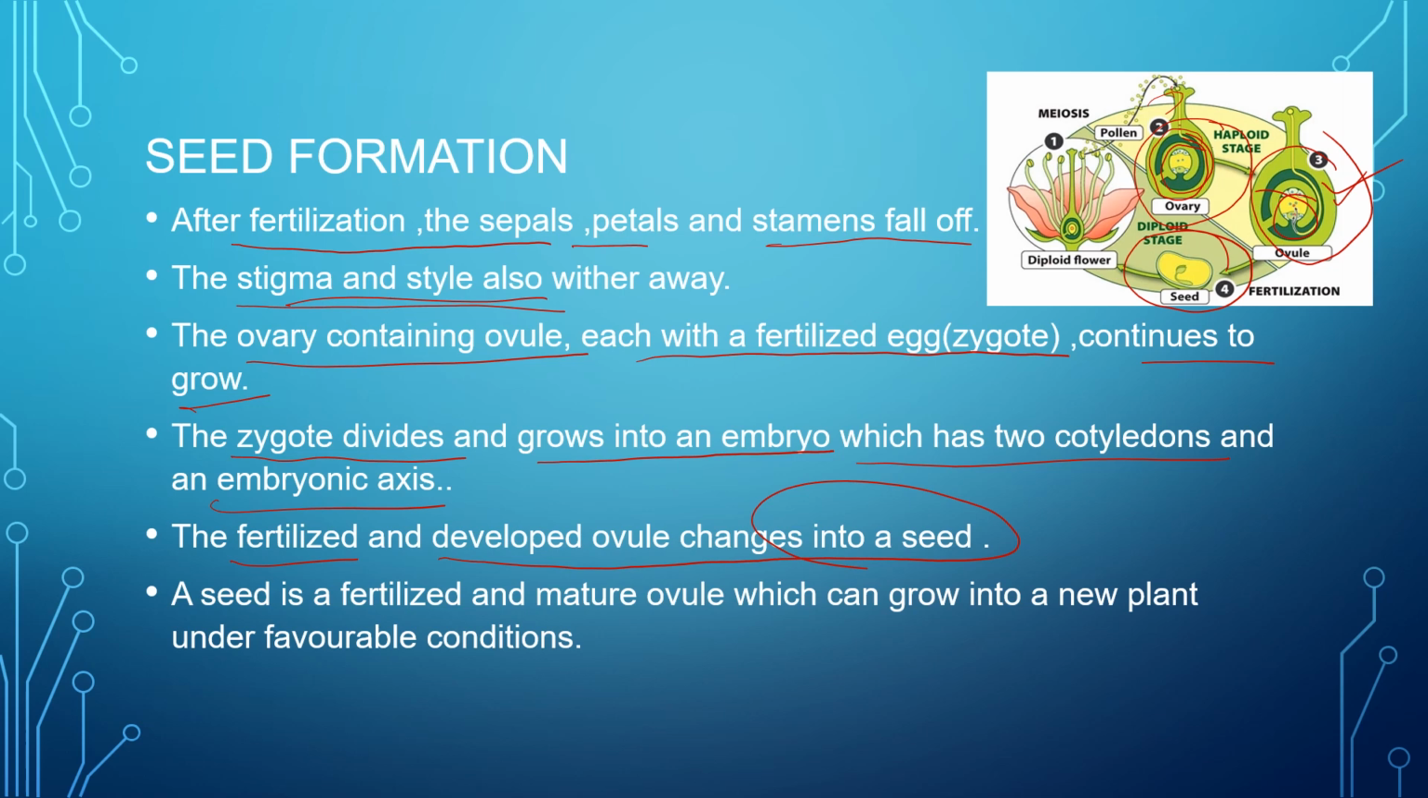Now this ovule part is changing into a seed. So the fertilized ovule changes into a seed, and a seed is a fertilized and mature ovule which can grow into a new plant under favorable conditions. Thus from the ovule a seed is developed, and from the seed a new plant grows. So this is the process. I think it is clear to all of you.